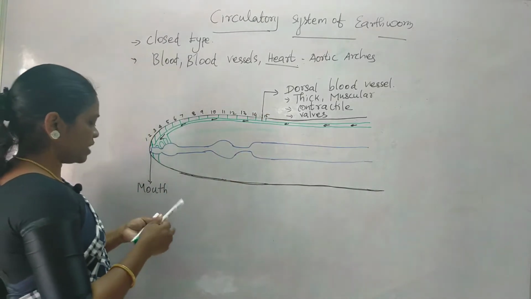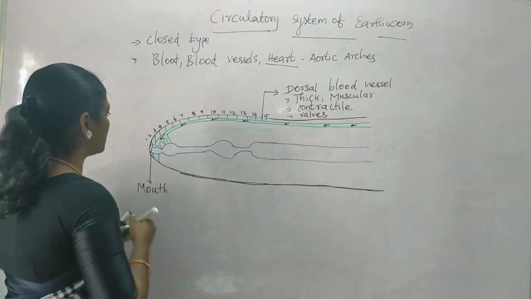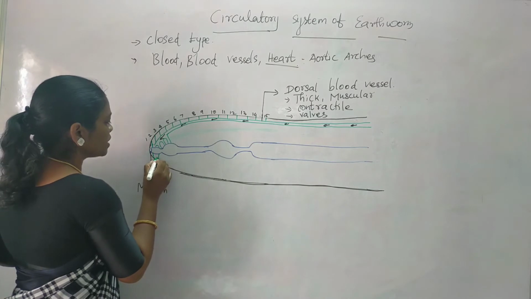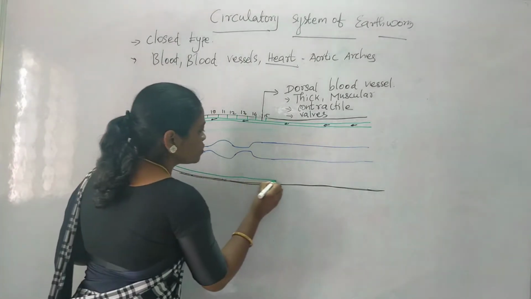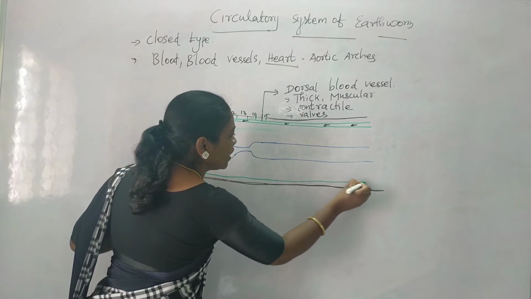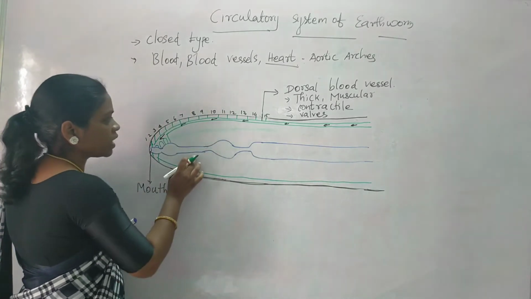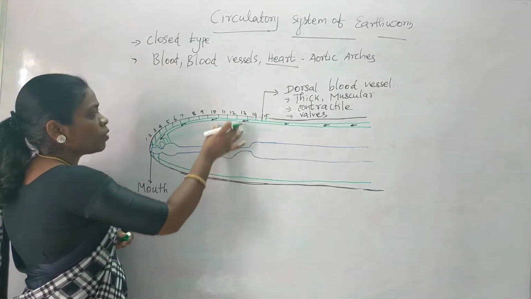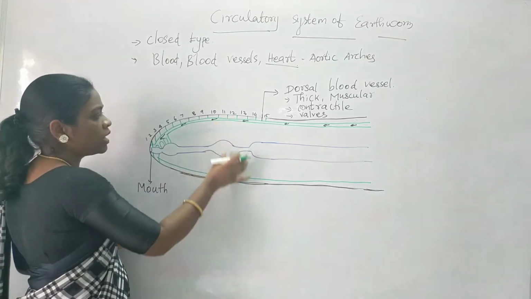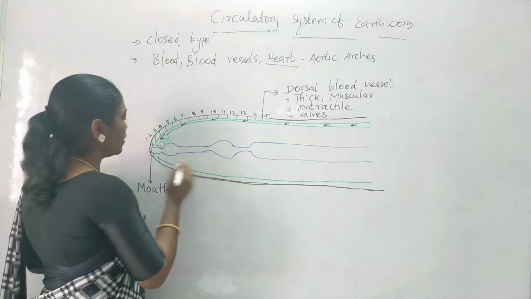From the second segment, you can find the ventral blood vessel, which runs on the ventral side of the alimentary canal. So these two blood vessels run above and below the alimentary canal. The blood vessel which runs above the alimentary canal is known as the dorsal blood vessel. The blood vessel which runs below the alimentary canal is known as the ventral blood vessel.